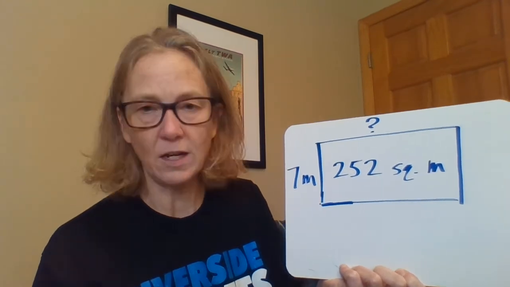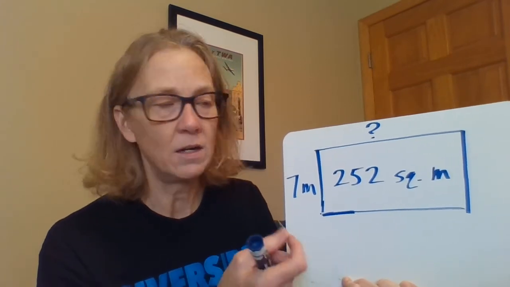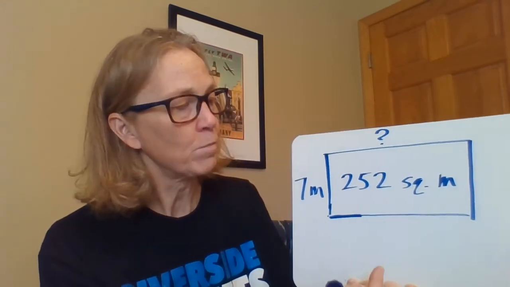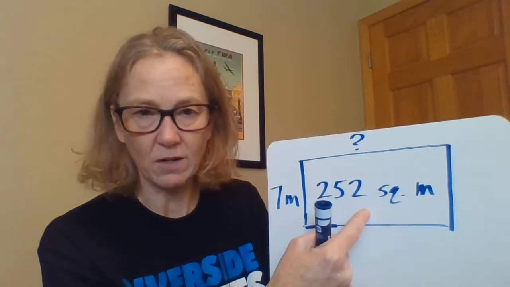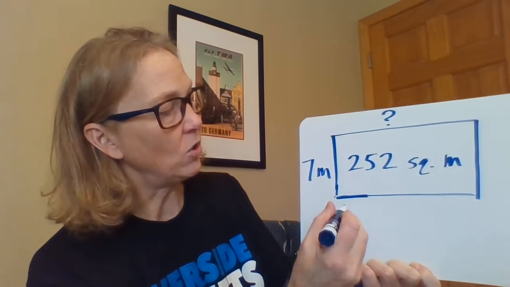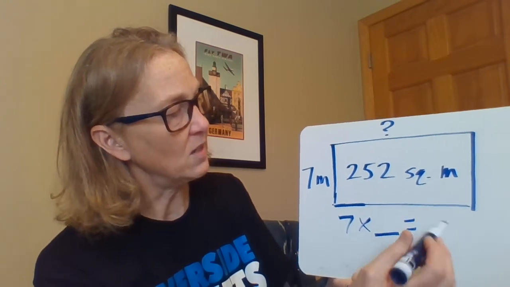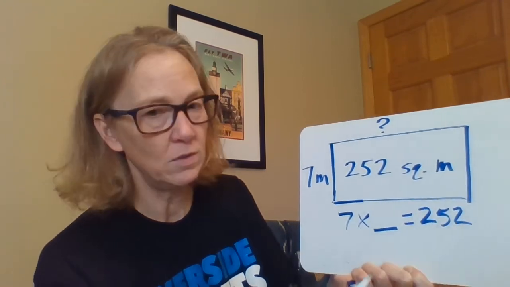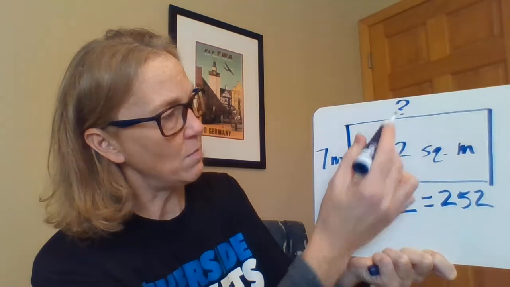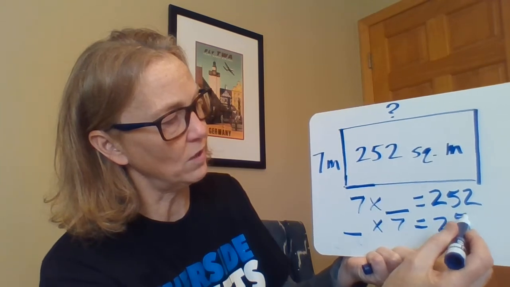So we could look at it in a couple of different ways. We know that if we multiply for our area formula of width times length, that will give us our area, or length times width will give us our area. So that could possibly be a starting point. We could have 7 times something is equal to 252, or we could start with our missing dimension, multiply it by 7, and that will also get us to 252.